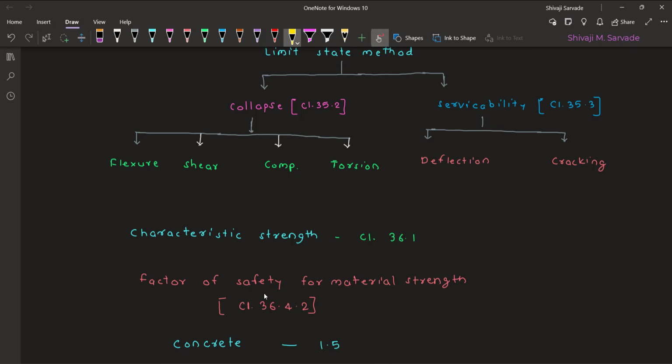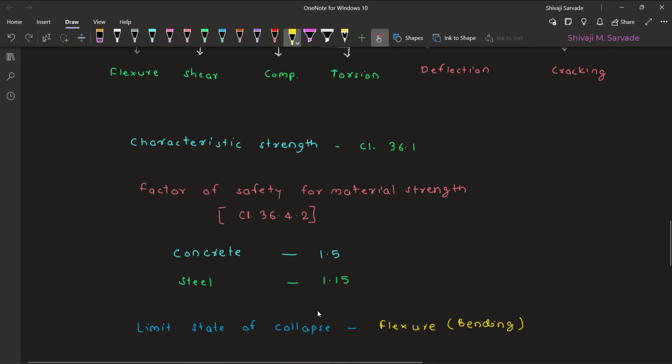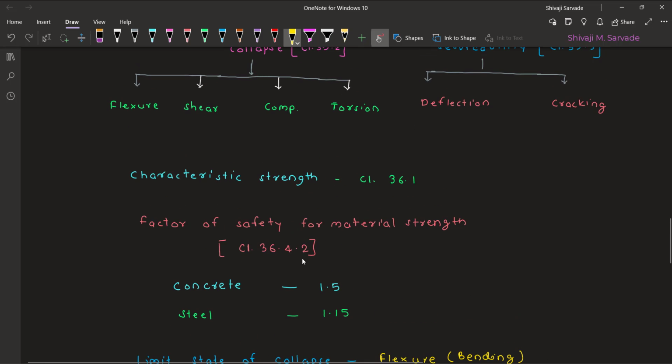In addition, there are factors of safety defined for material strength. They are given in clause 36.4.2. If we visit the clause again, there are two factors of safety for two different materials: for concrete we have 1.5 and for steel we have 1.15, as defined in the clause.